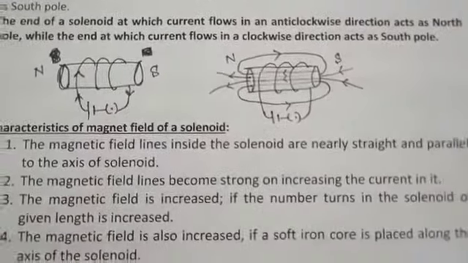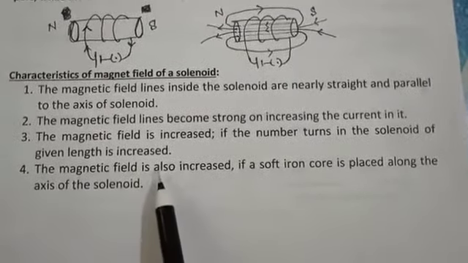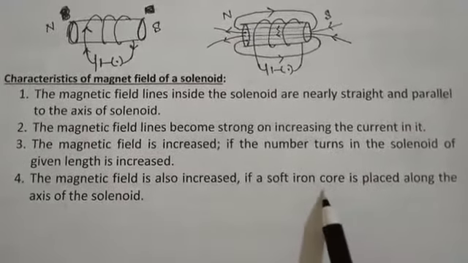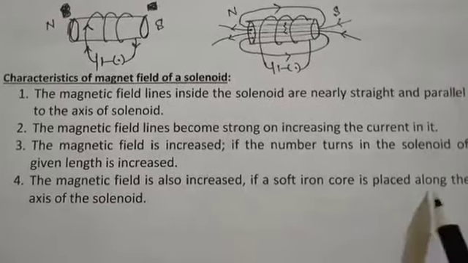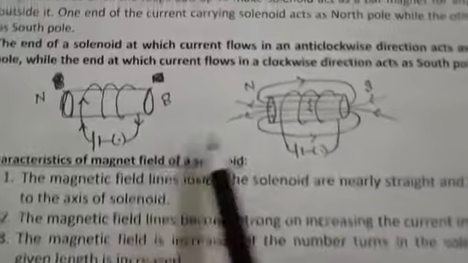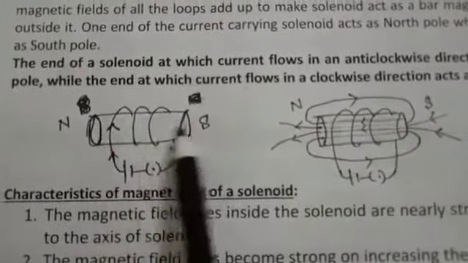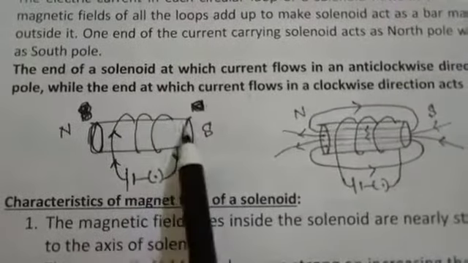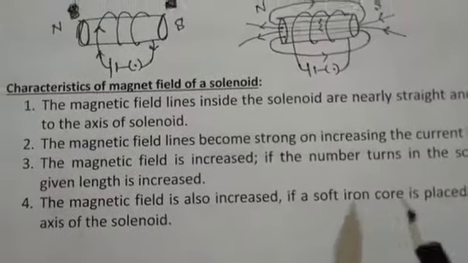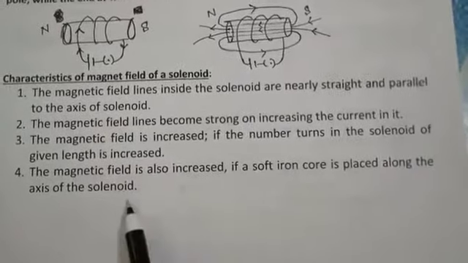And then coming to the last point, the magnetic field is also increased if soft iron core is placed along the axis of the solenoid. It means if you want to have a very strong magnetic field by a solenoid, then the hollow space which is there in this cylinder should be filled up with soft iron core. And when you put this soft iron core, this will increase the magnetic field of the solenoid.